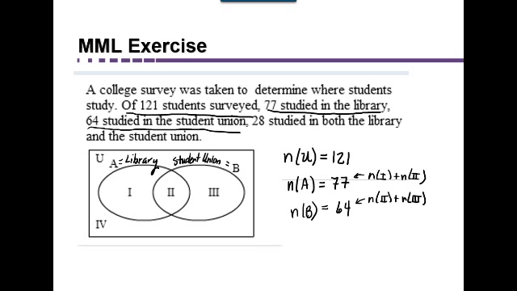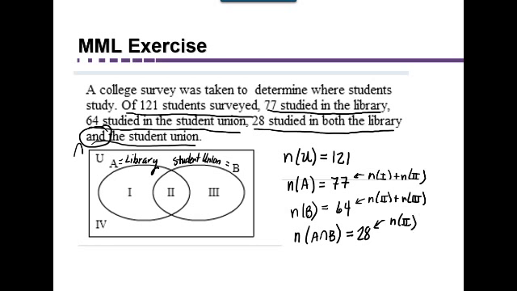And then lastly, they tell us that 28 studied in both the library and the student union. Remember the word "and" is associated with intersection? So this is the overlap between the two sets. So this is the number of elements in A intersect B, they're telling us is 28, and that is just region 2.